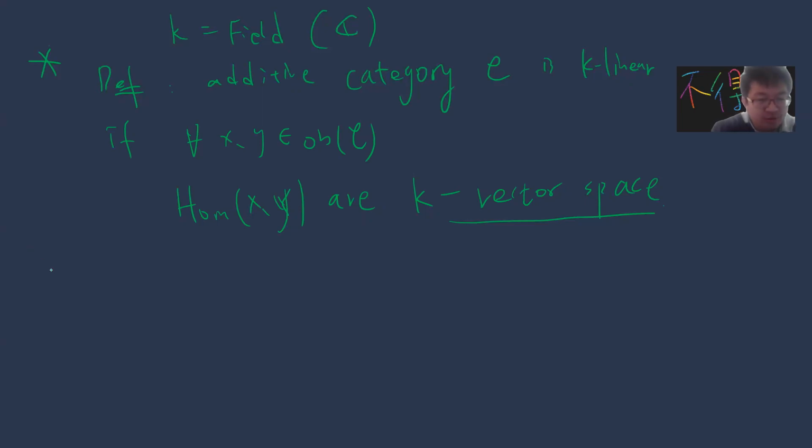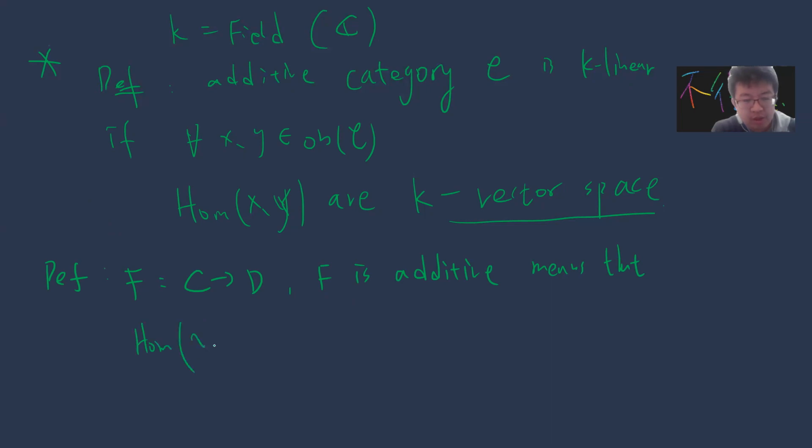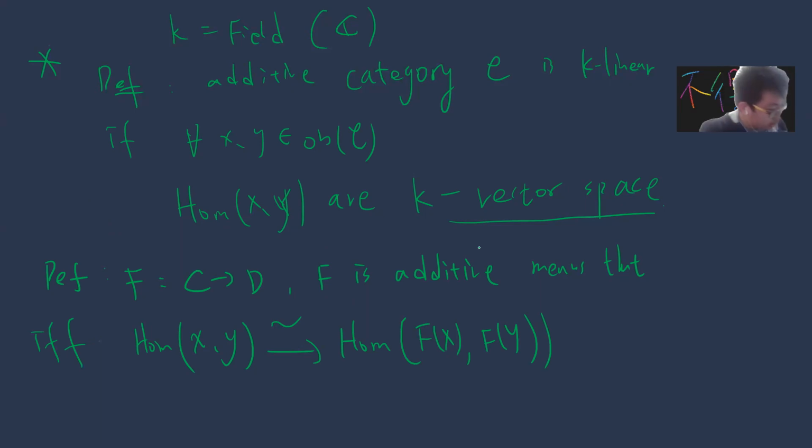Okay, so another definition. If you have a functor from C to D, when I say this functor is additive, it means that it preserves the biproduct. Sorry, not biproduct. Additive means that on the left-hand side you have Hom from X to Y, and on the right-hand side you have Hom from F of X to F of Y. These are all Abelian groups, and for each X, Y, they are isomorphic. So this is called an additive functor.